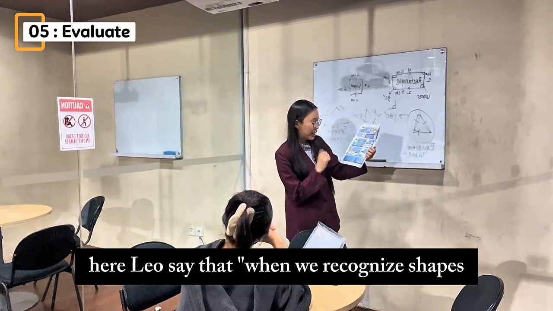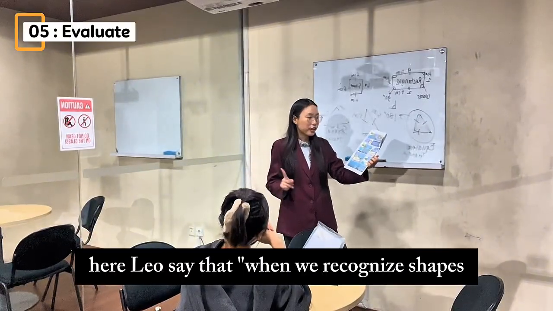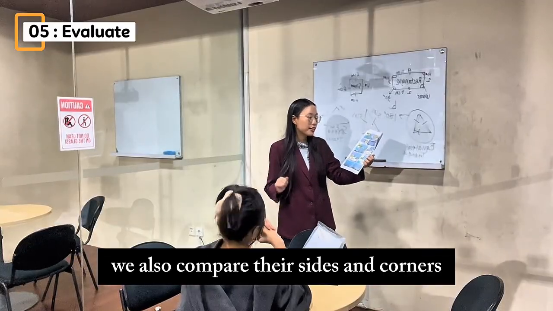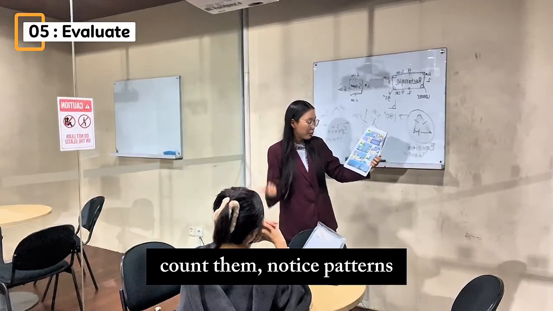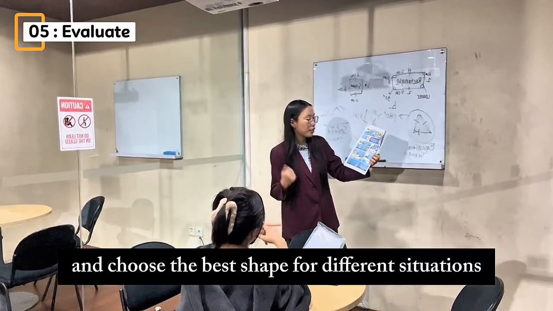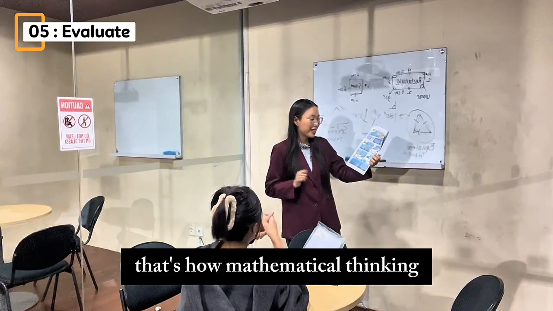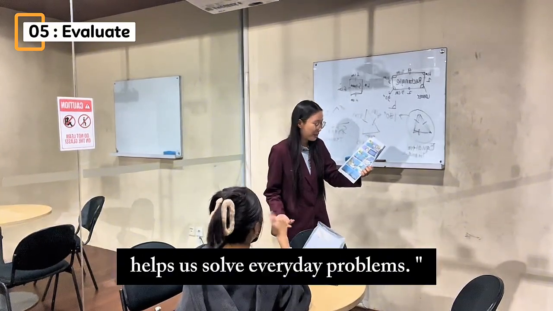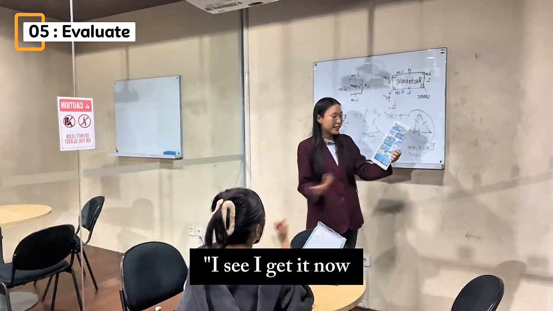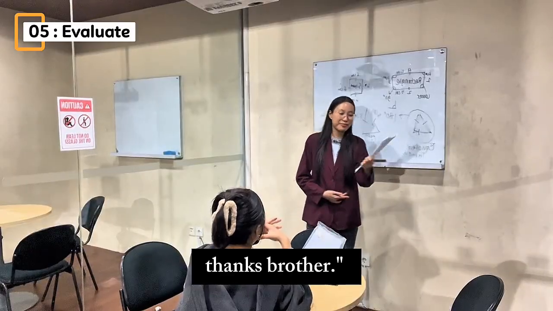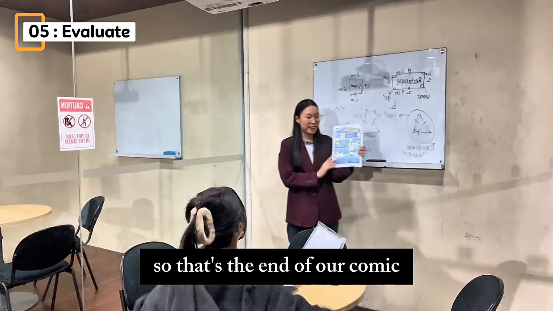So here, Leo is saying that when we recognize shapes, we also compare their sides and corners, count them, notice patterns, and choose the best shape for different situations. That's how mathematical thinking helps us solve everyday problems. And then Cosette's saying, I see, I understand now. Thanks, brother. Yay! So that's the end of our comic.